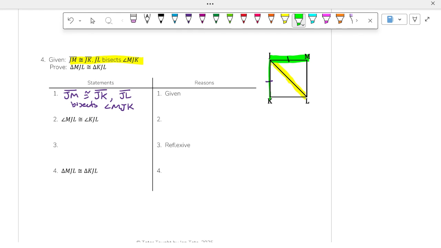Now, some of you had issues with figuring out the reason for the second statement. Now, remember what I said. Typically, when it comes to proofs, something previously helps you state the next thing. So, what part of the previous statement do you think is going to help us figure out the reason for number 2? Anybody? JL bisects. Right. JL bisects angle MJK. Because what does it do? What does the angle bisector do?